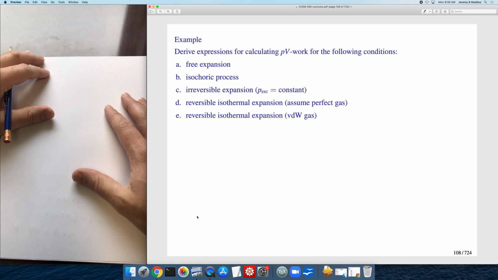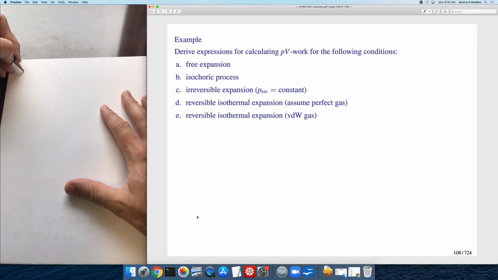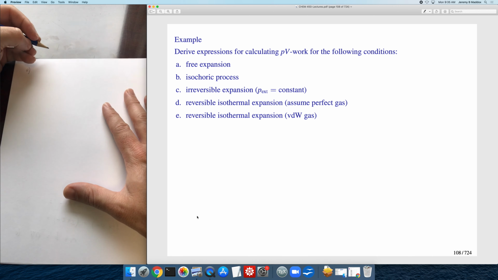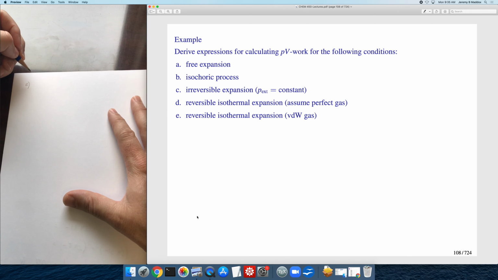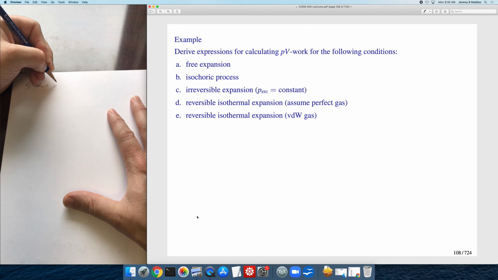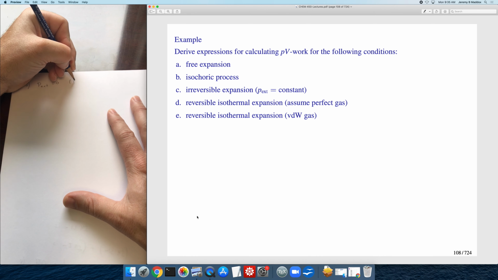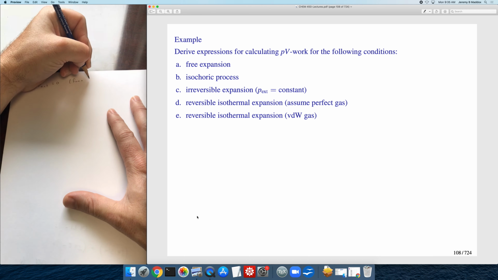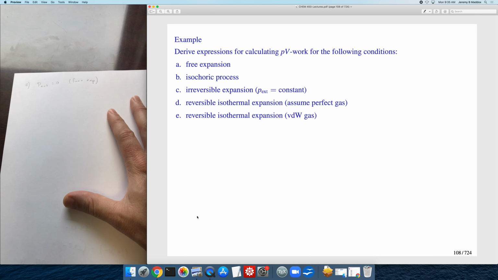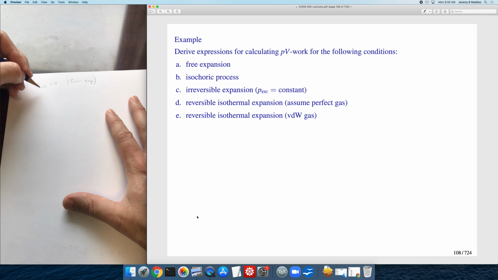So in part A, we're considering a free gas expansion, which involves an expansion where the external pressure is equal to 0. So that's what we mean by a free expansion. So in this case, the work, I'll use the infinitesimal version.